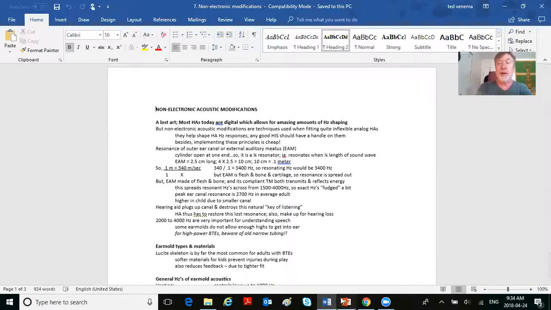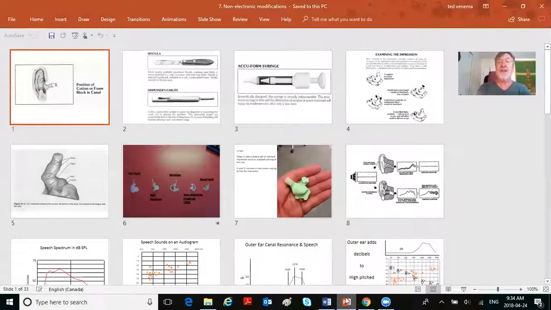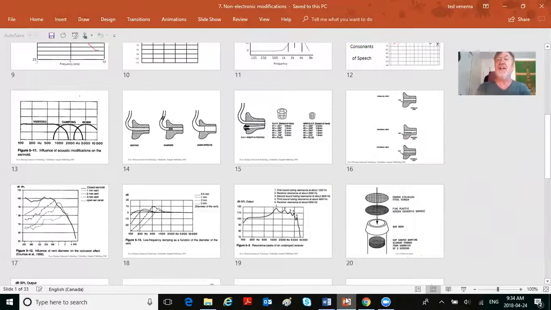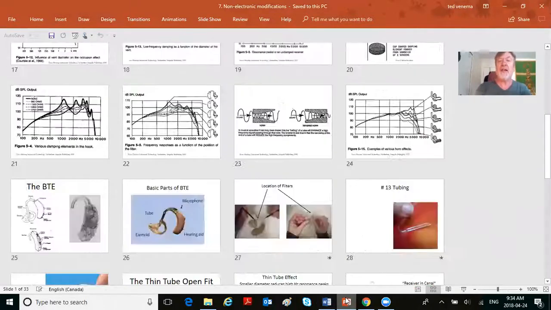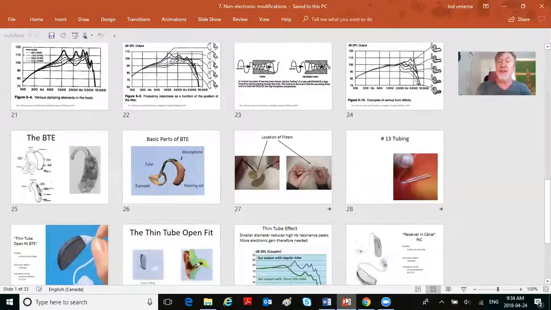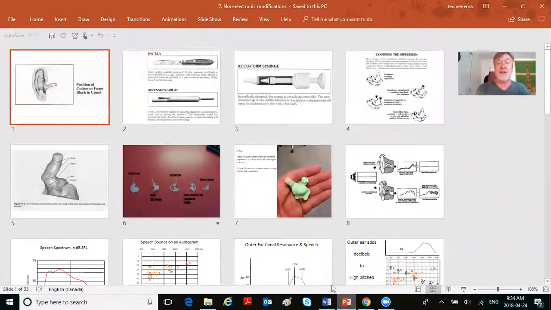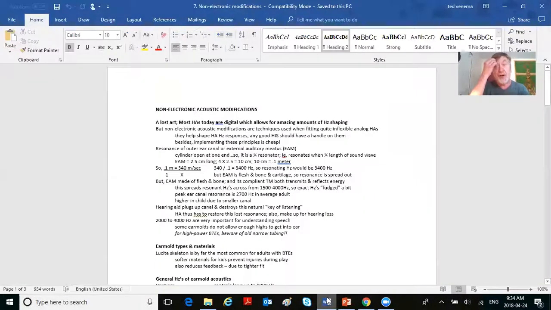And when we look at our PowerPoint slides here, I'll pull these up. We'll be looking at ear mold impressions, and then again, the effects of venting, the effects of filtering, and lastly, the effects of horns. I'll also be showing you some pieces and parts of hearing aids today too. So let's just get started in this particular unit. Non-electronic acoustic modifications has nothing to do with acoustics so much and psychoacoustics, but then again it does. We'll look at the relationship therein.